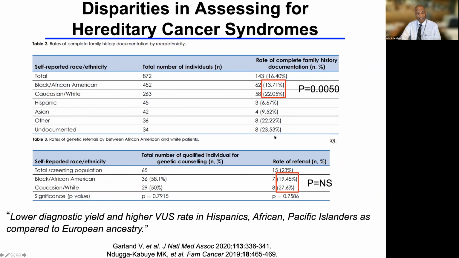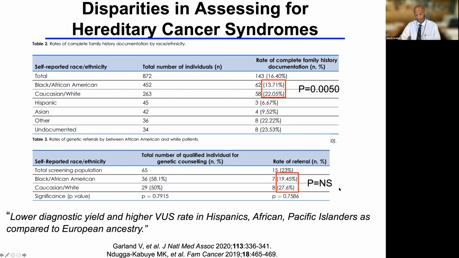If you looked at the rates of genetic referrals, so this is not testing, but referrals, there was a trend, but not significant, for fewer referrals for Black patients at 19.45%, excuse me, compared to white patients, 27.6% for referrals. So there may be some underlying bias, but that didn't reach significance in this particular study.